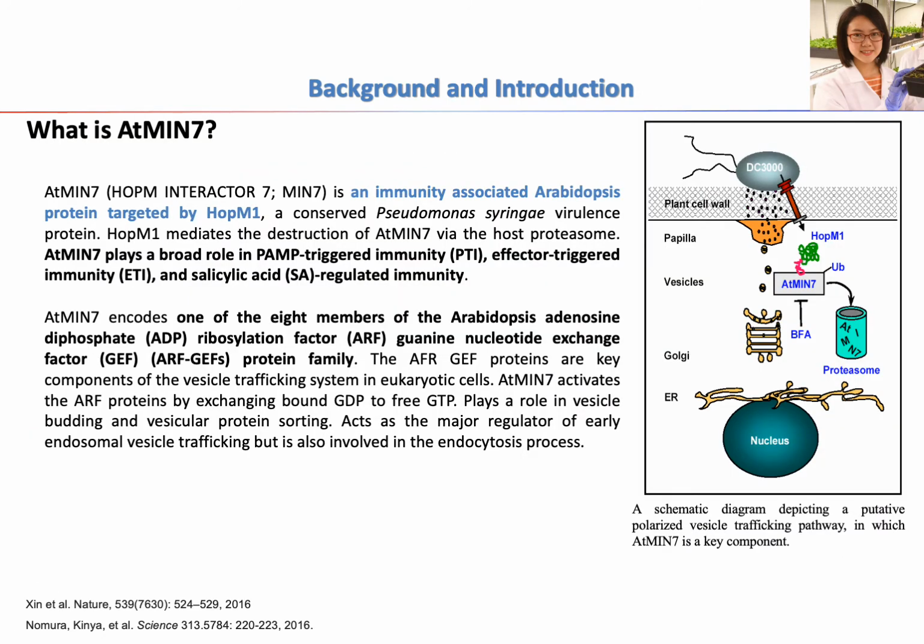So what is AtMIN7? AtMIN7 is an immunity-associated Arabidopsis protein targeted by HopM1, a conserved virulence protein. In addition, AtMIN7 encodes one of the 8 members of the Arabidopsis ARF-GEF family, which are key components of the vesicle trafficking system.